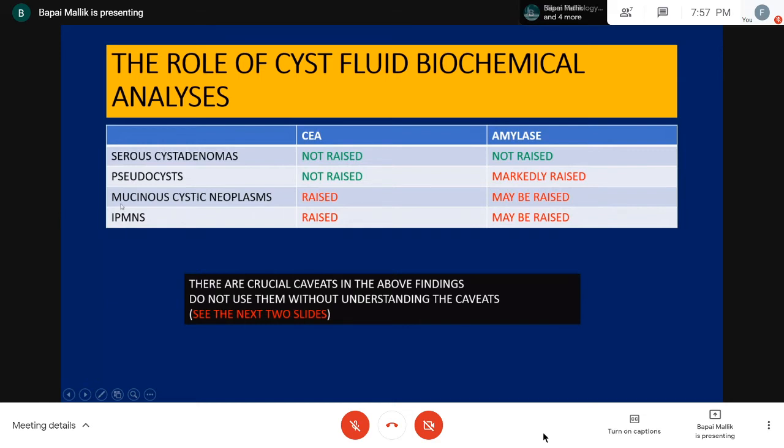They're believed to be more commonly raised in IPMNs than in mucinous cystic neoplasms, but there is considerable overlap, so you cannot use this to differentiate between mucinous cystic neoplasms and IPMNs.